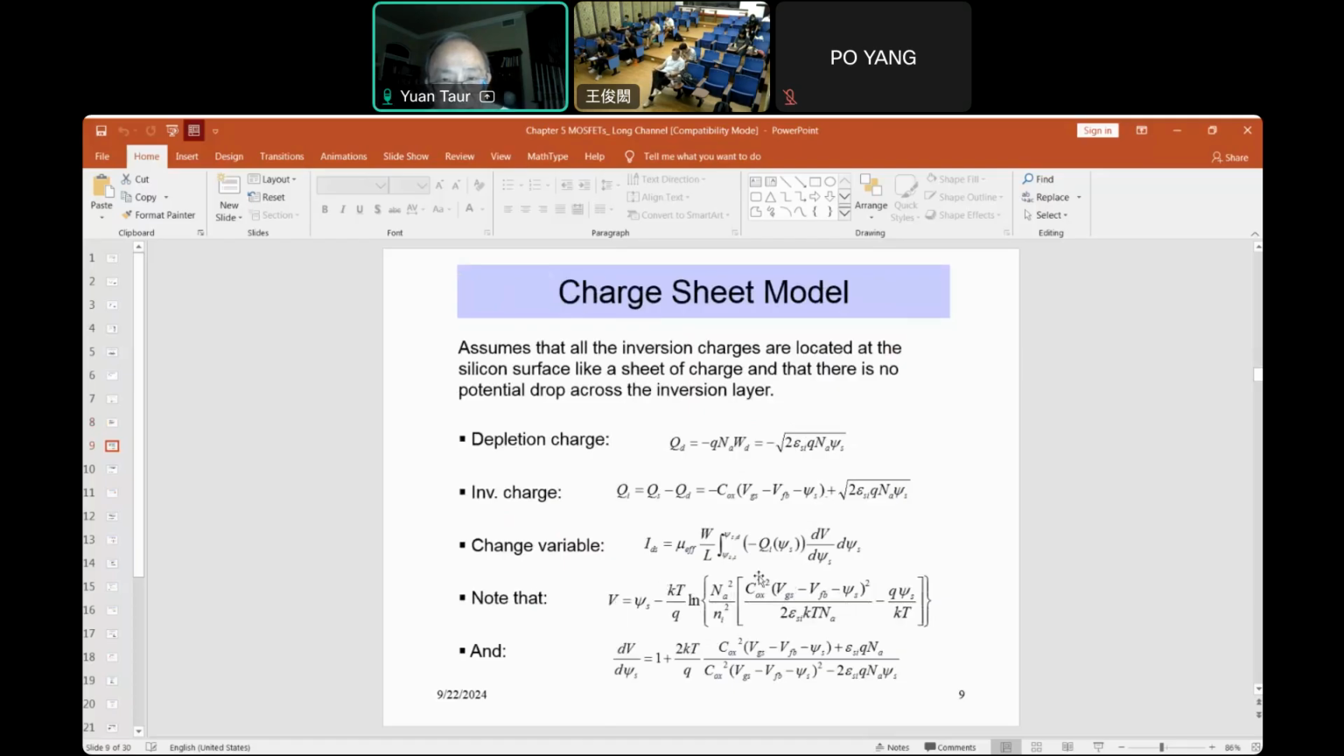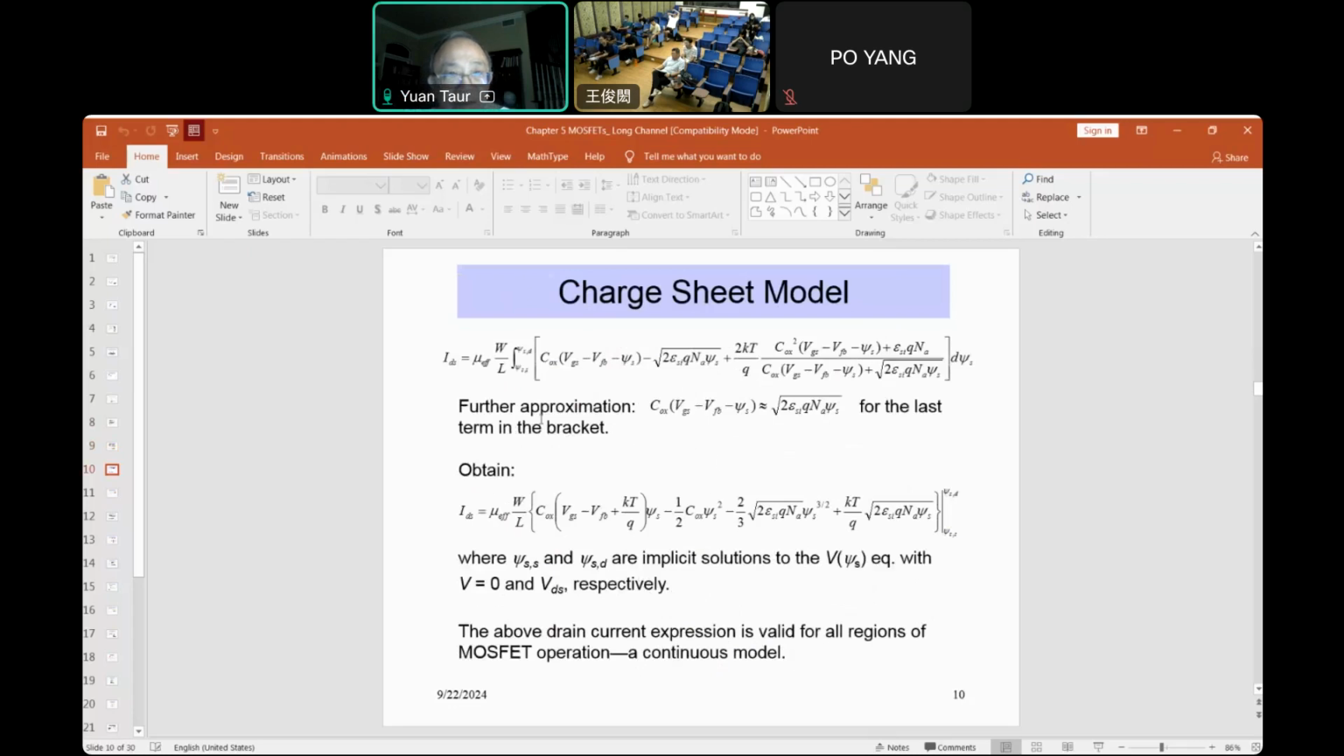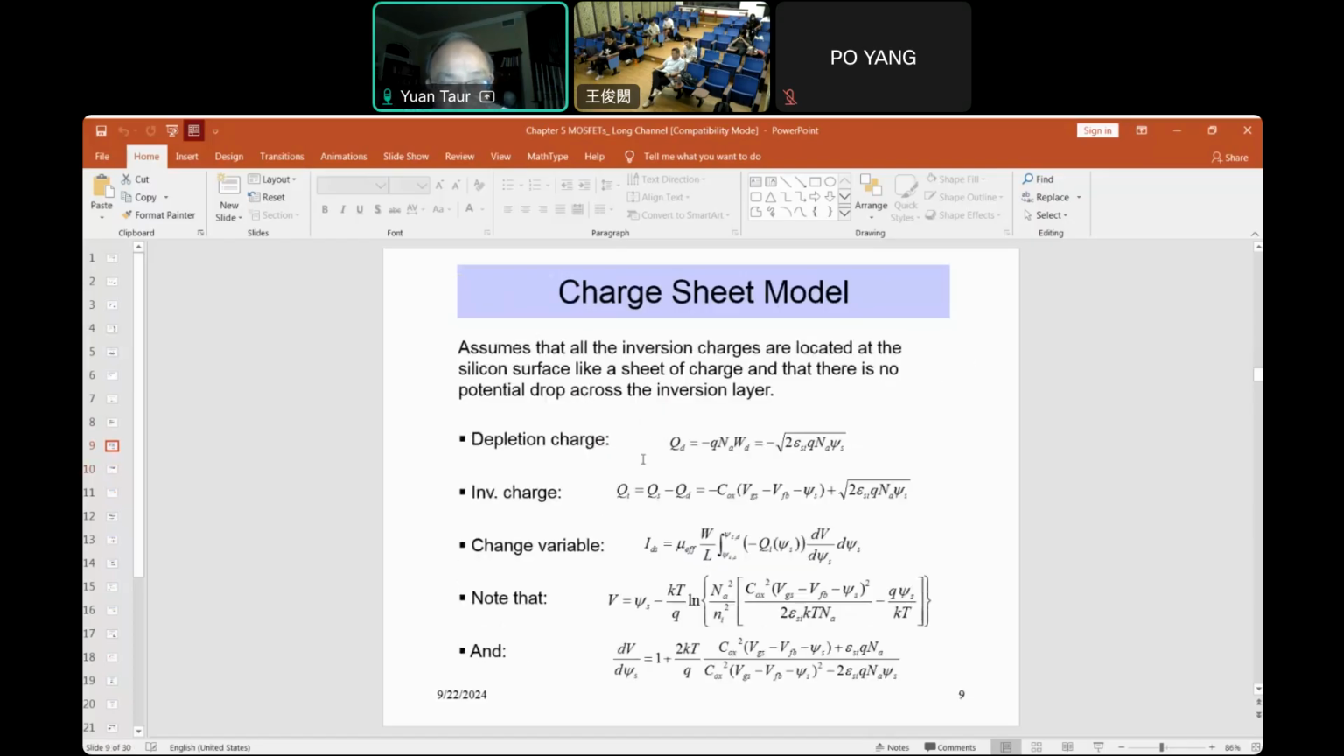So now we can take a derivative of V with respect to psi s, because V is a function of psi s. So dV/d psi s is simply due to this expression. So this gives you dV/d psi s, and Qi is given by that. So now we have the current. So the current is this one, this Qs times dV/d psi s, which is that.